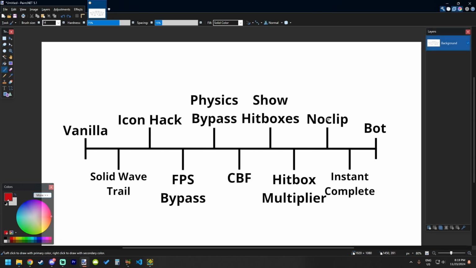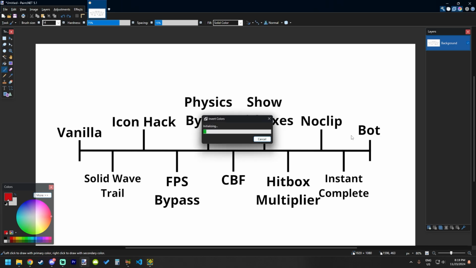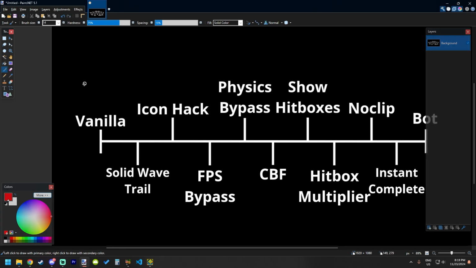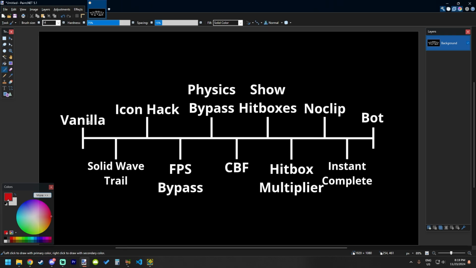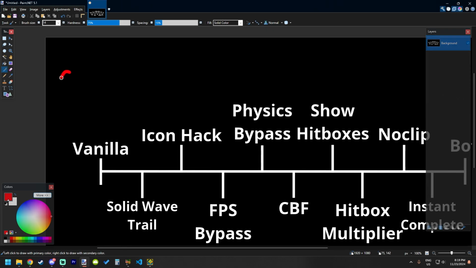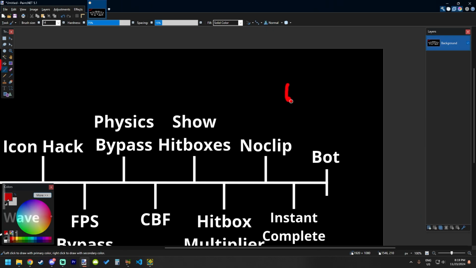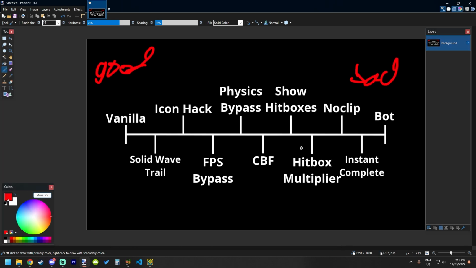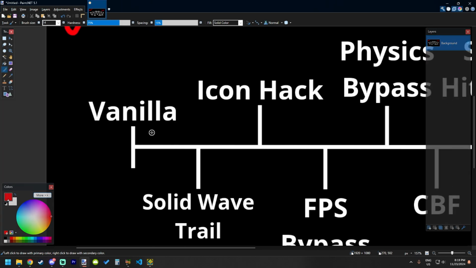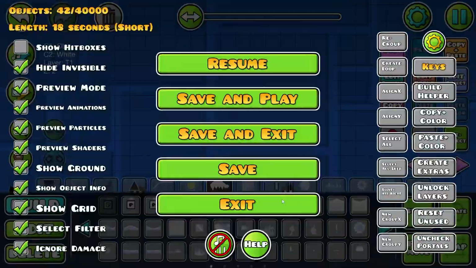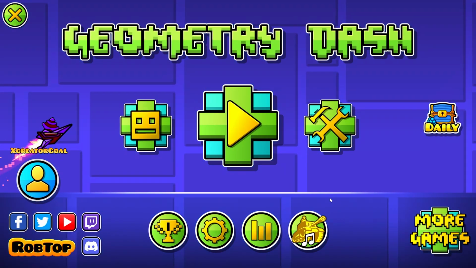But the first thing we have to do is actually fix this image, because oh my god, my eyes were dying. So as you guys can see, this graph has this side, which is the good side, and then we have the bad side. So this is like a spectrum going from vanilla. Vanilla is basically Geometry Dash that I play on. I play with absolutely zero modifications.